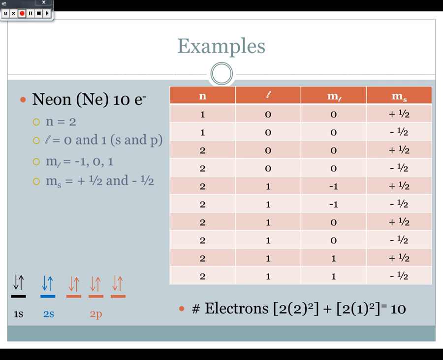And the total number of electrons is always going to be whatever we said it was. So the total in the n value is 2n squared. So here we had an n of 2 and an n of 1. So 2 times 2 squared plus 2 times 1 squared. 2 squared is 4 times 2 is 8. 1 squared is 1 times 2 is 2. So 8 plus 2 is 10 electrons. So you've got the whole 10 electrons.